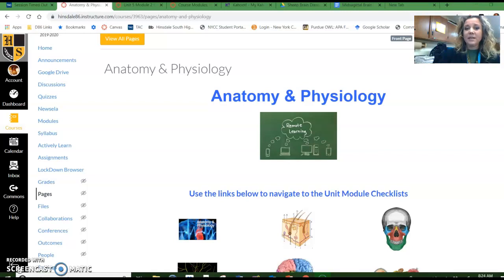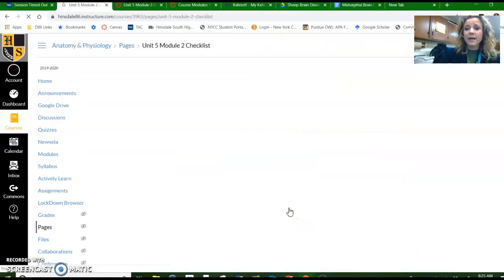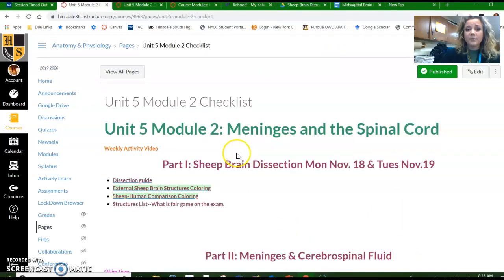This is your weekly checklist. This time I'm starting off on our homepage, and you can see we have our regular old icons, but I did change the link for the brain. We're still studying the brain, but we're just in Module 2, the second and final week of this module. If you click on the brain icon, it brings you directly to the Module 2 checklist. This is Unit 5, Module 2, meninges and the spinal cord.